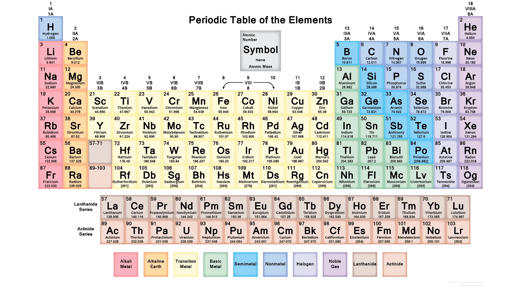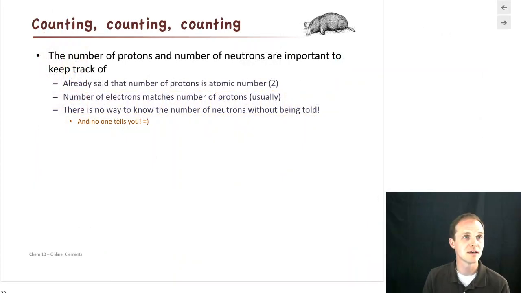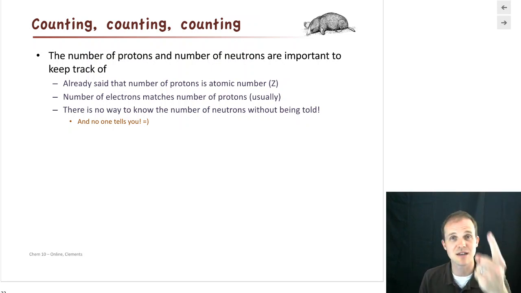Okay? So it turns out it's really, really important to know how many protons there are in whatever you're doing, because it tells you which atoms you have. Again, if you have 2 protons, you've got your helium. If you've got 6 protons, you've got your carbon. So the counting is very important. We need to keep track of the number of protons.